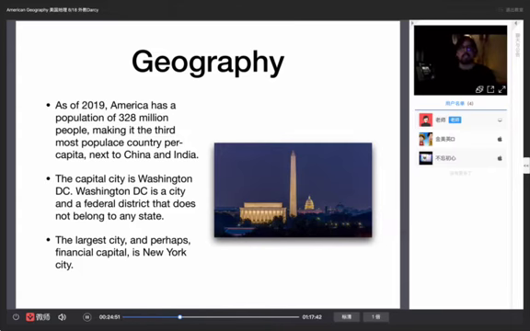Washington, D.C. is a city and a federal district that does not belong to any state. In other words, the people that reside in the city of Washington, I believe, do not have a state representative. They can vote to elect a president, but they don't have a state representative. They don't have a member in the House of Congress. The largest city is New York City.